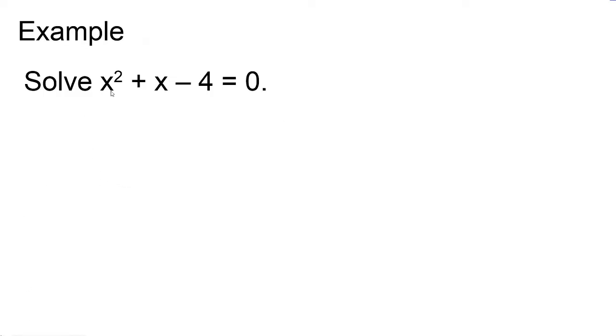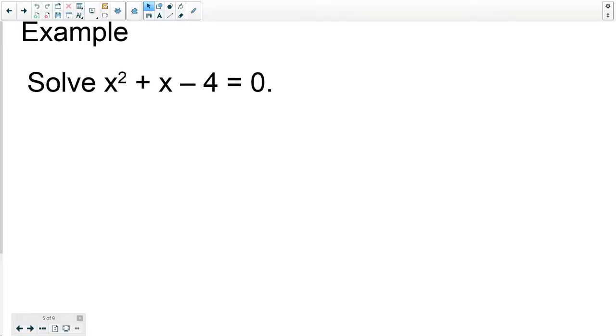So, example. Solve x squared plus x minus 4 equals 0. So here's what's going to happen. I need to just make sure that one side of the equation equals 0, and it does. So I'm good. What I also then need to do is make a note of what a is. A is 1, since there is a 1 out front. B also happens to be 1. And c is equal to negative 4.